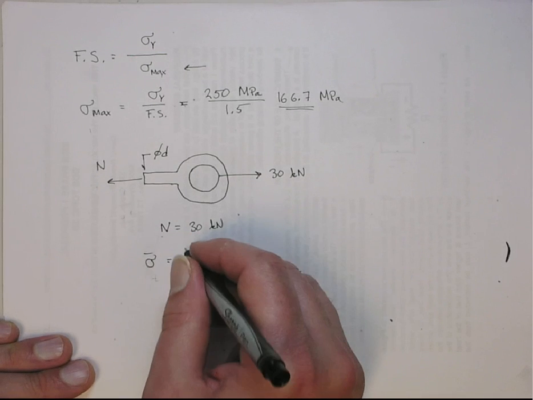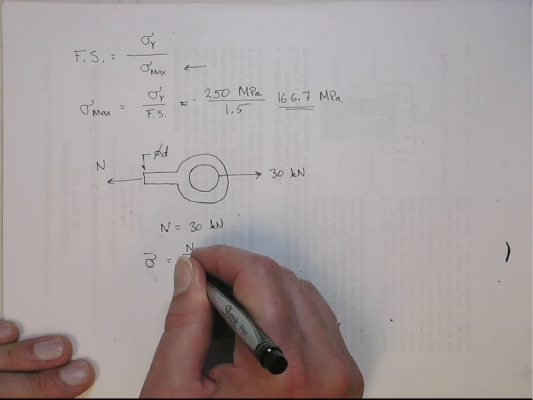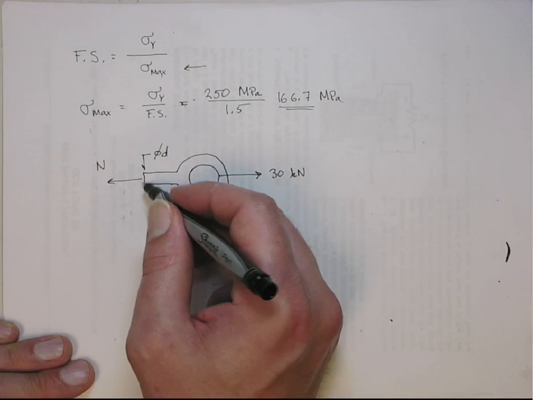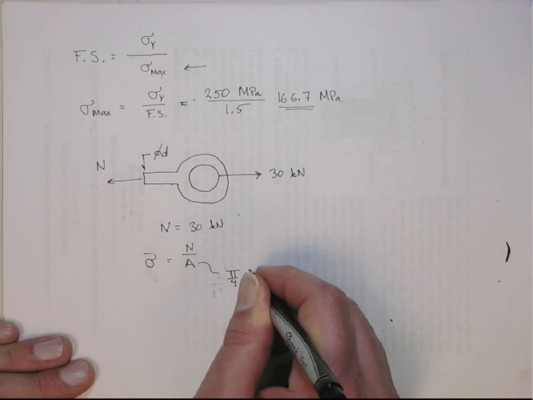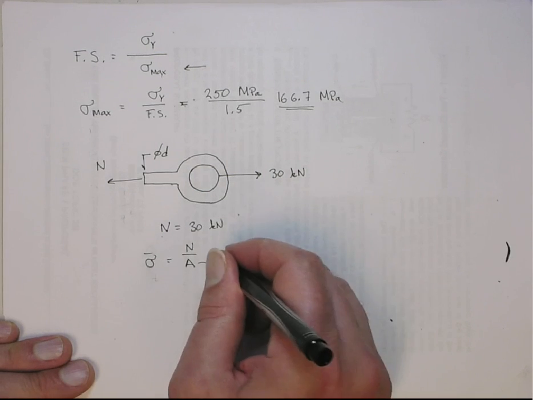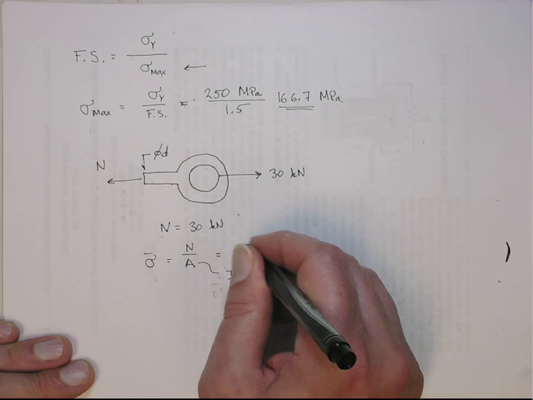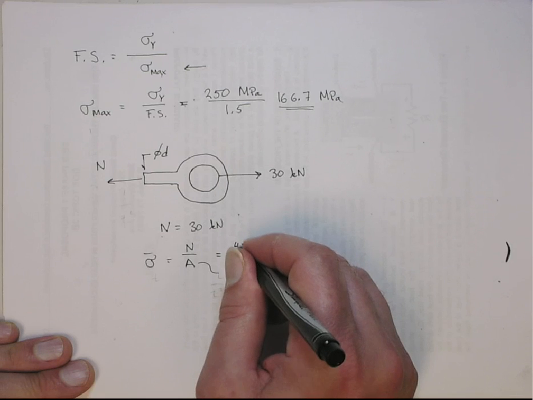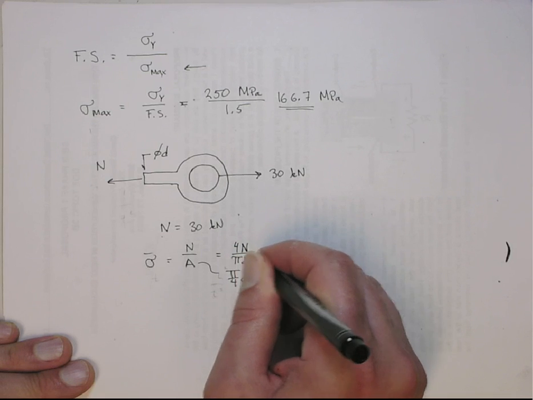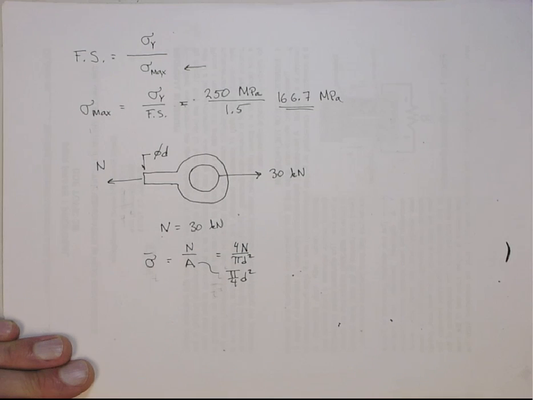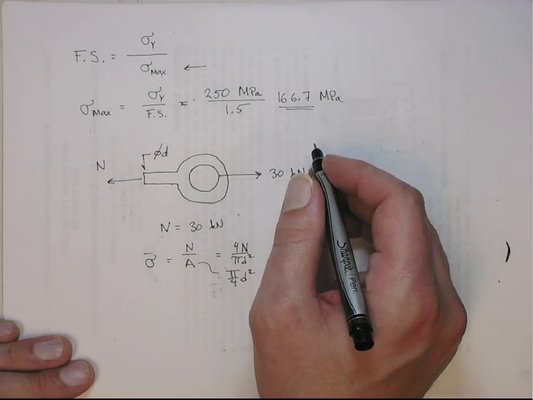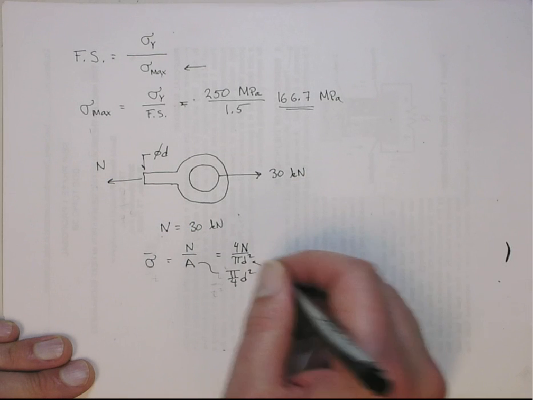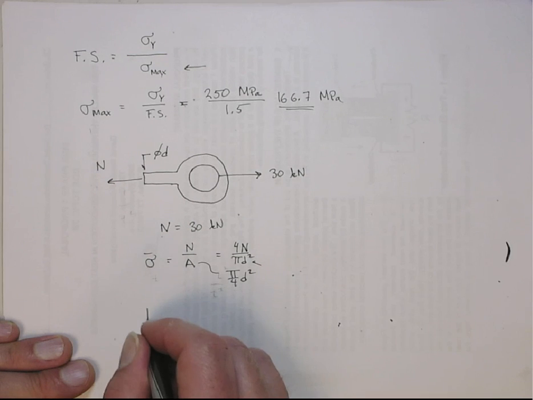All right? Now I can use that to compute the average normal stress. That's the N over the cross-sectional area that the stress is being applied to. That's this one, which is pi over 4 d squared. So that gives me the stress is 4N over pi d squared. All right. Now I know this is the 166.7. I want to find this, so I can solve for d.